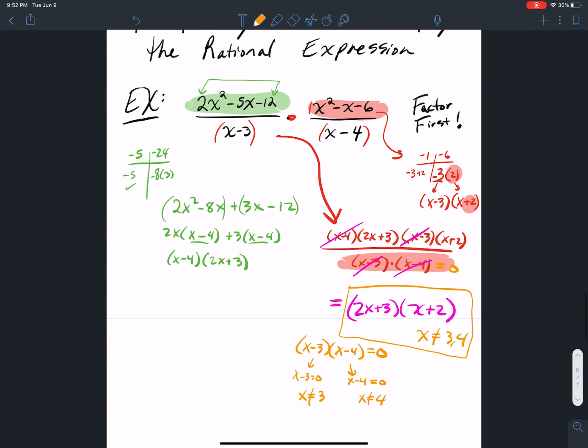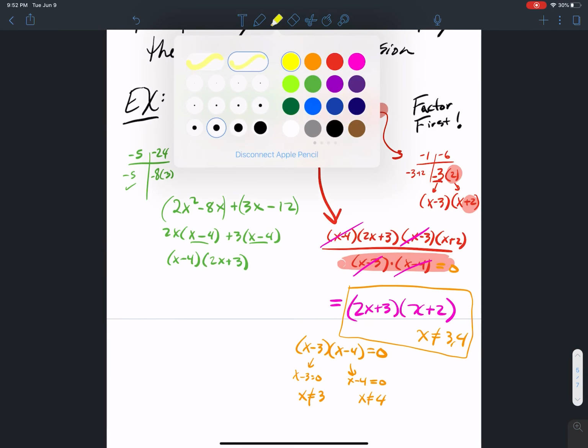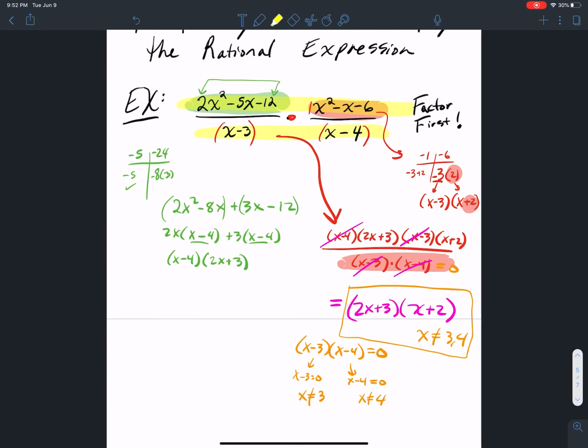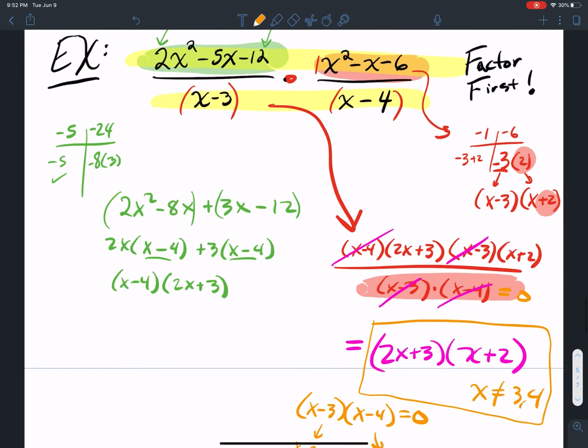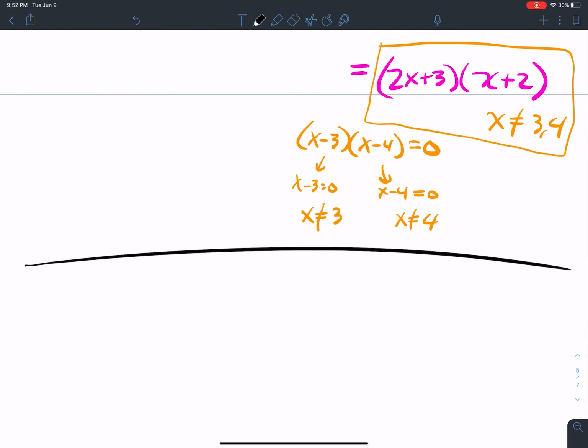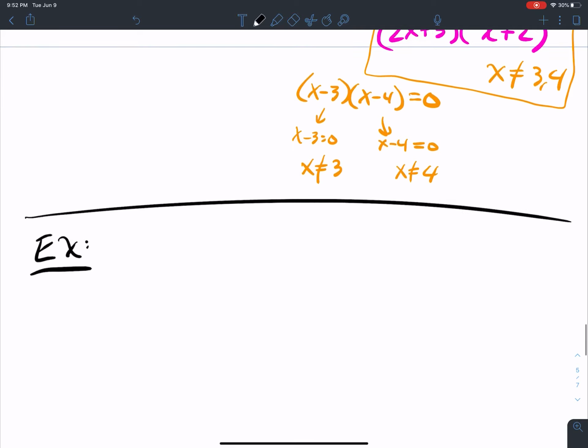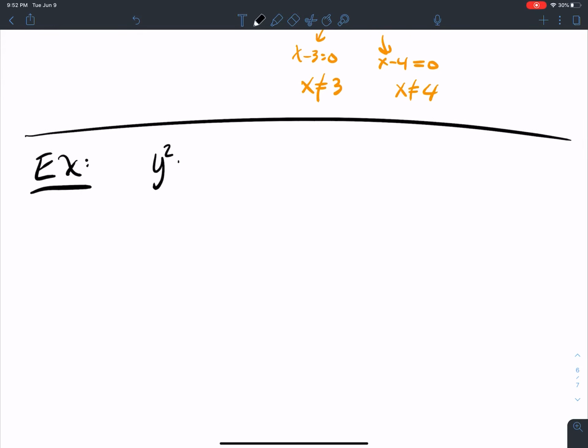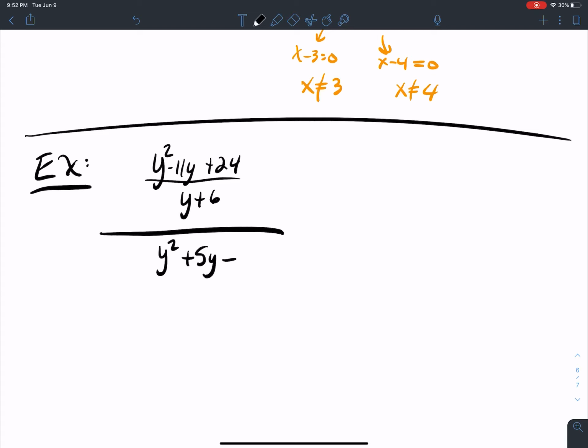Okay? So that's how we multiply. When we multiply things, we multiply across the numerator, then we multiply across the denominator, just like that. Now, division is a little bit different, but in a way it's basically the same. Example. Say I have y squared minus 11y plus 24 divided by y plus 6, all divided by y squared plus 5y minus 24 over y plus 6. So this is a fraction divided by another fraction.